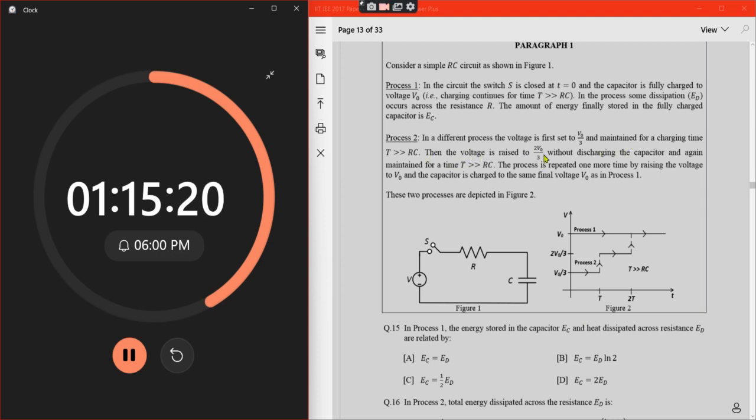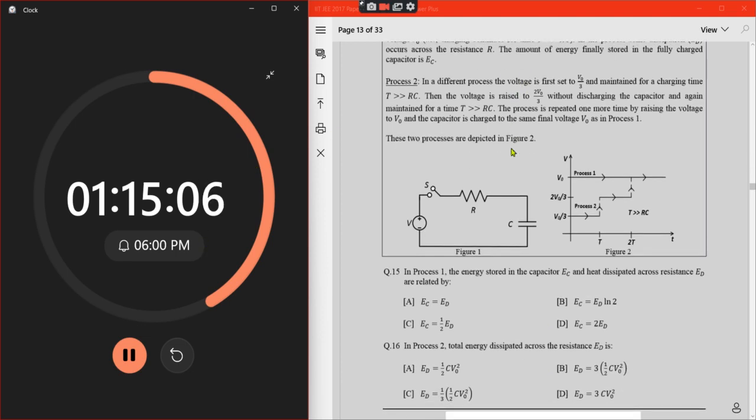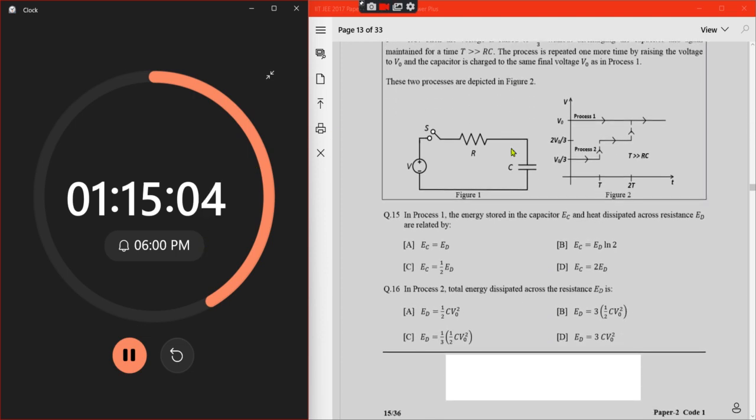Then the voltage is raised to 2V naught, without discharging the capacitor, and again maintained for a time. Okay, the process is repeated one more time by raising the voltage to V naught, and the capacitor is charged to the same voltage. Okay, three-step process. Right. In process one, the energy stored in the capacitor is EC, and the heat dissipated across the resistance is E naught. Okay.